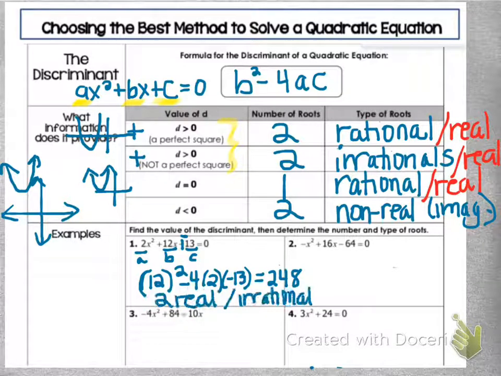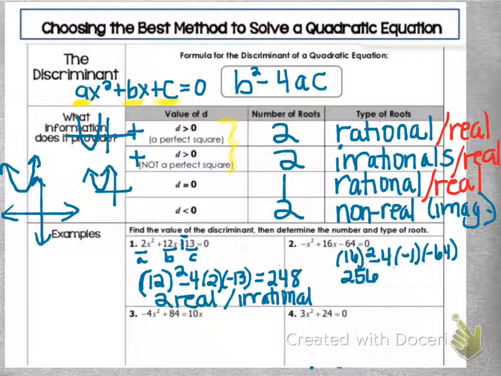Okay, how about number 2? Again, we've got the A, B, and the C. The B is 16, so that would be 16 squared minus 4 times the A. The A is negative 1, and the C is negative 64. So I've got 256, which is 16 squared, and then I have minus 4 times negative 1 times negative 64. That's going to be a negative, and that's going to be negative 256 as well. So this turns out to be 0.